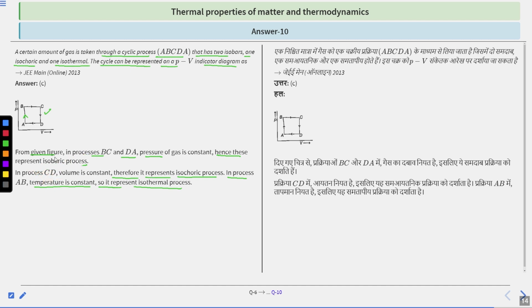Clear? So the correct option is C, because it represents the isobaric process. Similarly, this represents an isobaric process, this represents an isochoric process, and this represents an isothermal process. Clear? So option C is correct. Option C is correct. Clear? So the correct option is C.